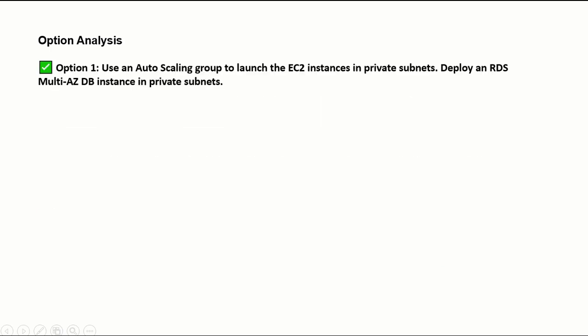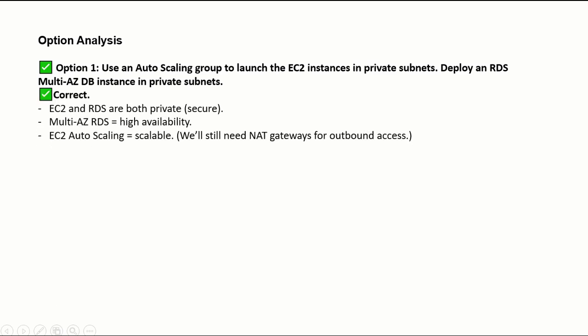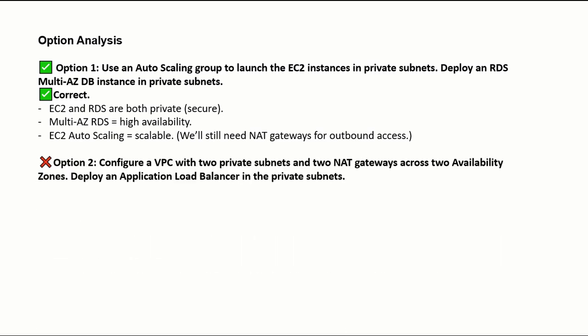All right. Now let's see. Option 1, use an auto-scaling group to launch the EC2 instances in private subnets, as I told you earlier, and deploy an RDS multi-AZ instance in private subnets. Why is it correct? EC2 and RDS are both in private subnets. Multi-AZ RDS makes it highly available, and EC2 auto-scaling makes it scalable. We will still need NAT gateways for outbound access, which we'll see when we use it.